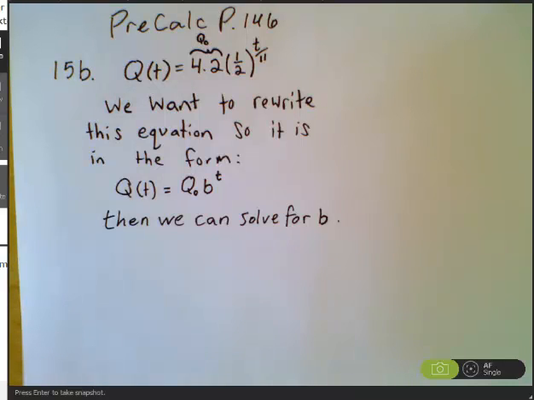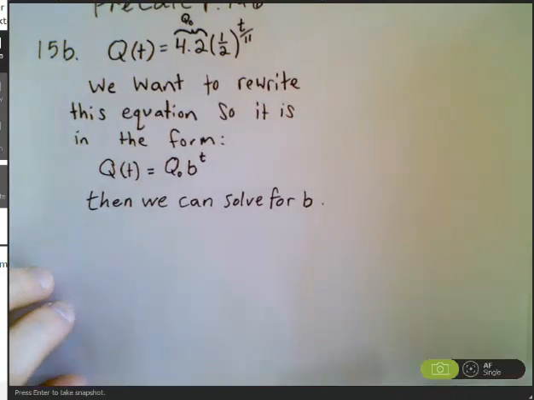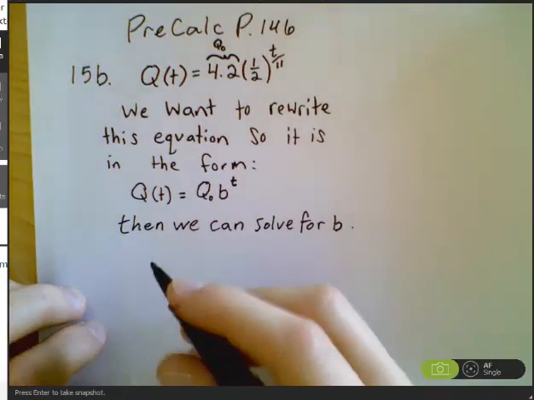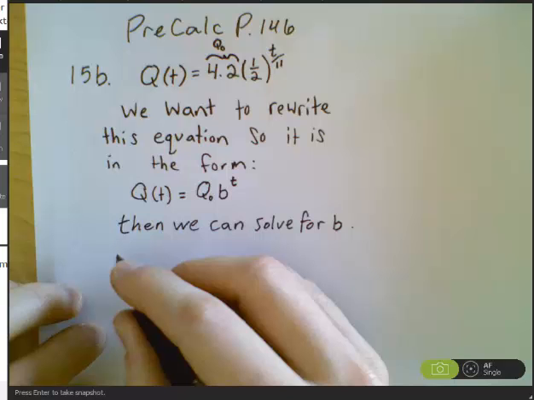So what we want to do is rewrite this equation so it is in the form q of t is equal to q naught times b to the t. Then we can solve for b. To do this, we will need to use some properties from algebra. We're going to use the power to a power property.